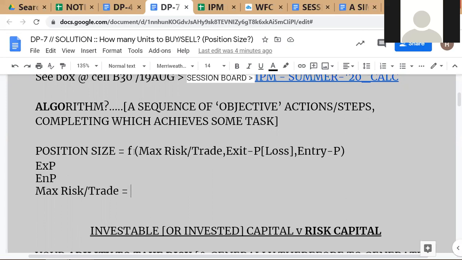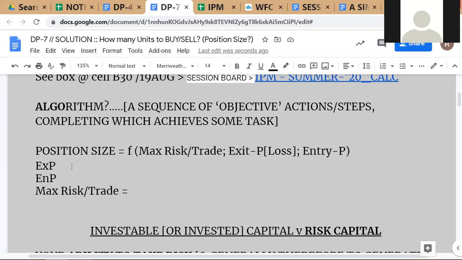So position size is a function of the maximum risk per trade; we should put semicolons; exit price on loss and entry price. P is for price, and so we will write it as EXP and ENP, to save us some time. So exit price on loss and entry price. This is how position size is determined. Position size is a function of this.